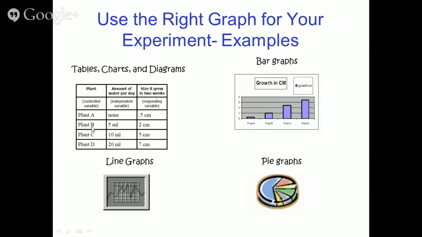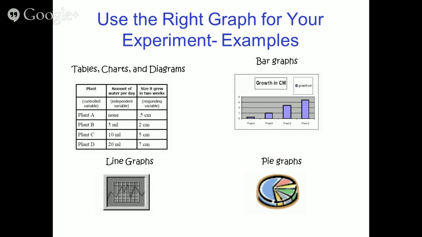It has plant A, amount of water per day, none. Size it grew, 0.5 centimeters. Plant B got 5 milliliters of water and it grew 2 centimeters. So they're tracking it using a table. This is line graph, this is pie graph, this is a bar graph. You can take a table that you kept in your notebook and turn it into a bar graph pretty easily. I can even show you how to do it on the computer, and then it does the work for you.